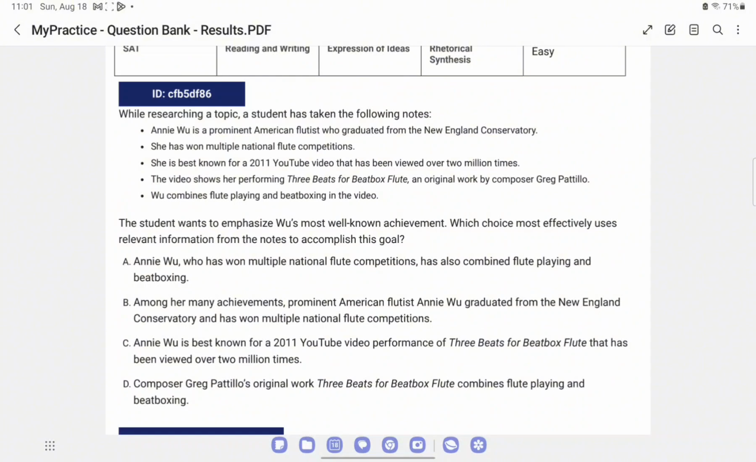So in this case, I am going to look at the notes so that I can know what that best known achievement is. It says Annie Wu was a prominent American flutist. She won multiple national flute competitions. She's best known for a YouTube video where she's combining flute playing and beatboxing. So maybe A is correct, because I thought her well-known achievement would be winning the competitions, but her most well-known achievement is actually the flute playing and beatboxing. So maybe A is the correct answer because it is putting emphasis on it.